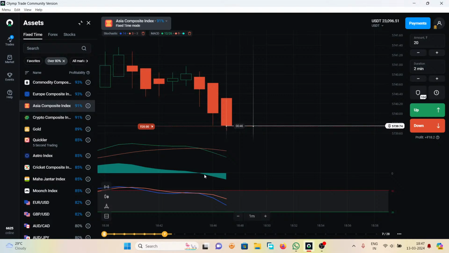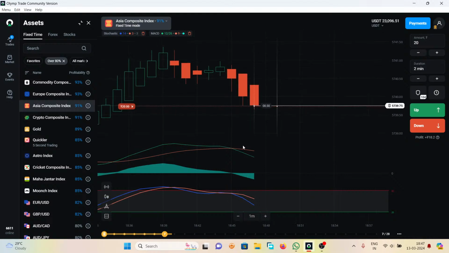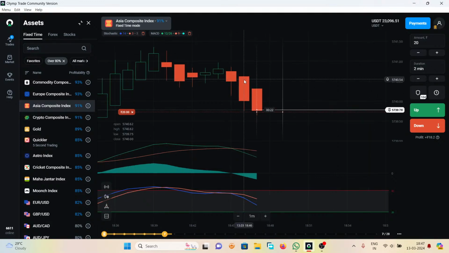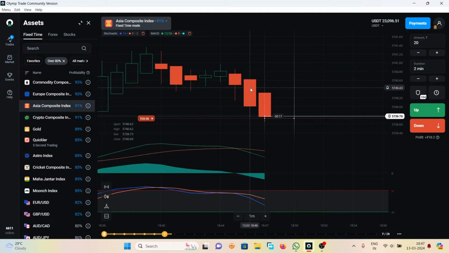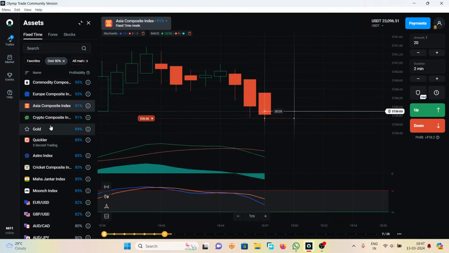MACD has already crossed horizontally and its area chart is coming below the line, and the stochastic is also showing us a signal that there might be a chance for a downtrend. So we can open the trade here, but remember one thing: the fresh signal is always considered a good signal. What is the fresh signal? The first candle, this candle where I open the trade right now, the previous candle as you saw, is the best candle to open the trade, because at the first moment we can see all three signals matching. So we need to focus on the three signals.